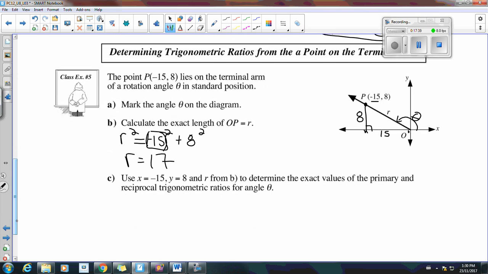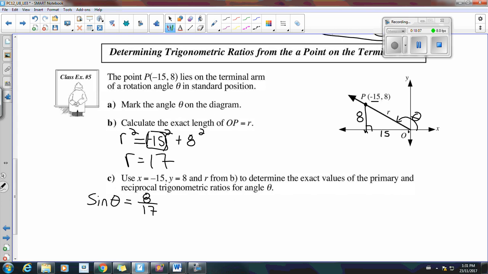Now use x equals negative 15, y equals 8, and r from part b to determine the exact values of the primary and reciprocal trigonometric ratios for the angle. Okay, so sine of the angle. Well, we know that sine is equal to opposite over hypotenuse. Our hypotenuse we just calculated to be 17. The opposite side would be 8.